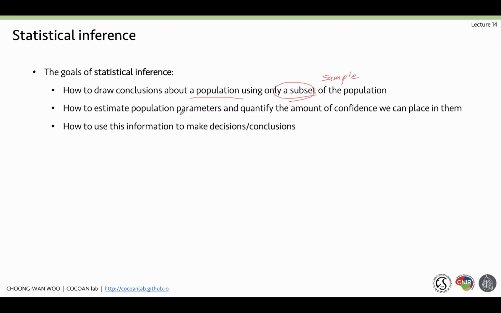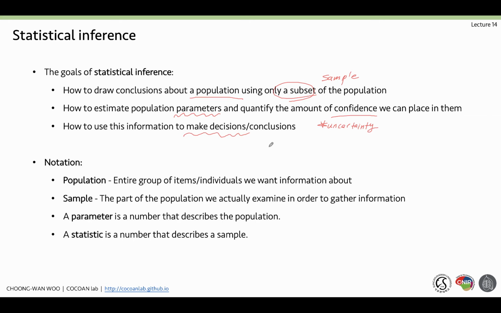So we call the value for the population a parameter. We learned about that in the previous lecture. And we also want to quantify the amount of confidence. In other words, we want to quantify uncertainty or confidence. And also we want to use this information to make decisions, binary decisions, yes or no. So make decisions.